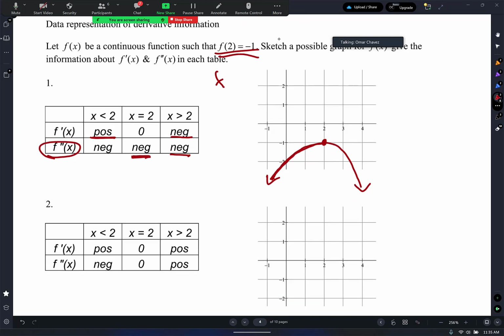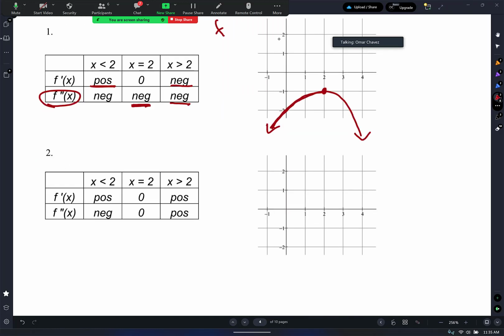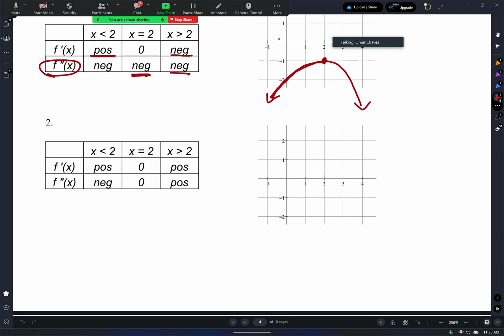All right, let's go to number 2. We're going to do all these little scenarios. Again, we're going to put what point? It's for the same graph. So 2, negative 1. Put that point in there first. Now, f prime is positive, so that means I'm increasing. And f prime prime is negative, so that means f is concave down. So here we go. Increasing, concave down. I still have a horizontal tangent because it says 0. And then it says f prime is positive and f prime prime is positive. So that means, what does that mean? Increasing, concave up.